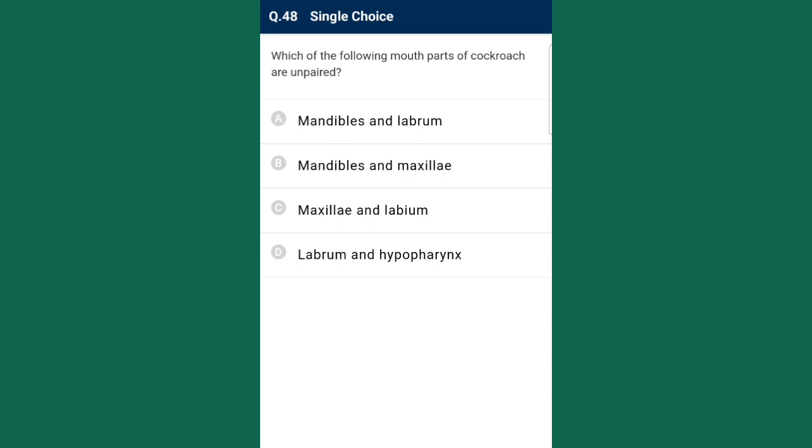So the answer for this question is option D. Labrum and hypopharynx. Mouth parts of cockroach are unpaired.